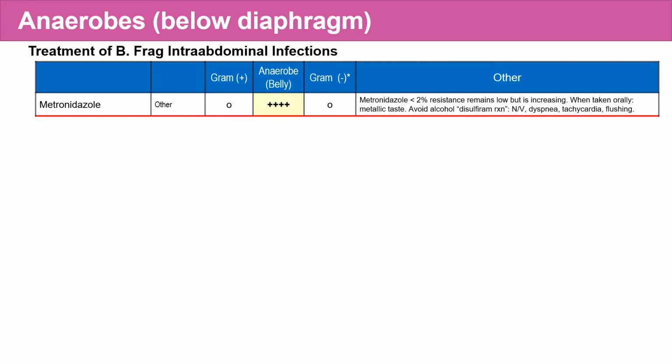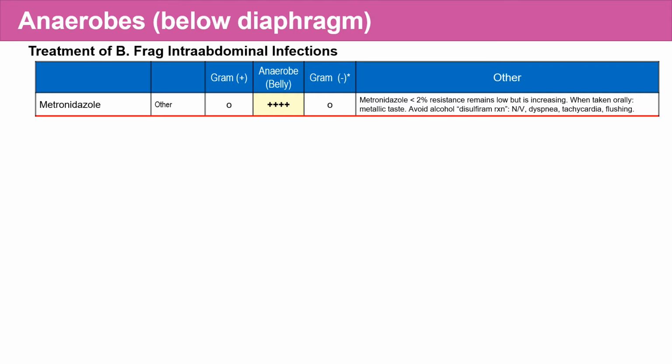Let's talk about the specific antibiotic treatment of B. frag intra-abdominal infections. Metronidazole is the premier antibiotic that we want to use against B. frag. As you can see, it has a 4-star rating against anaerobes in the belly. Metronidazole is considered a pure anaerobic antibiotic. It has no gram-positive and no gram-negative coverage. This allows metronidazole to have a very specific and selective attack against anaerobes. It is considered the drug of choice for intra-abdominal infections caused by B. frag.